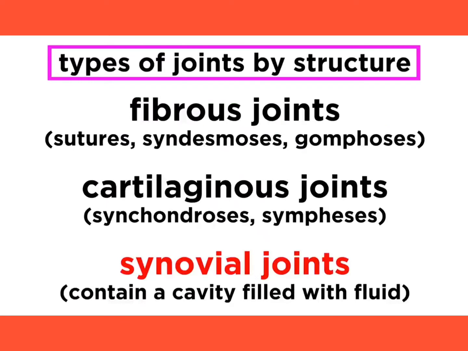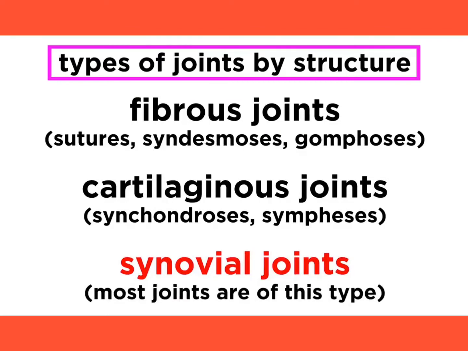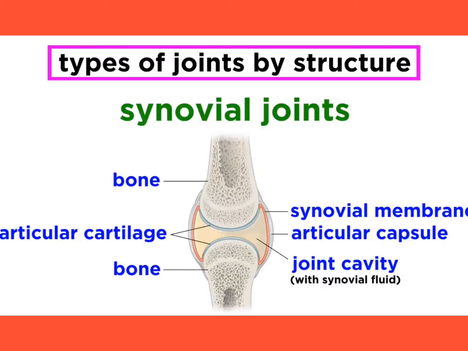Lastly, we have synovial joints. These are the ones that have an actual cavity filled with fluid, which allows for substantial mobility. Most joints are of this type, especially the ones in our limbs. The structure of these is more complicated, but let's note a few features. First, articular cartilage covers each opposing bone surface, protecting the ends of the bones. Then there is the joint cavity.